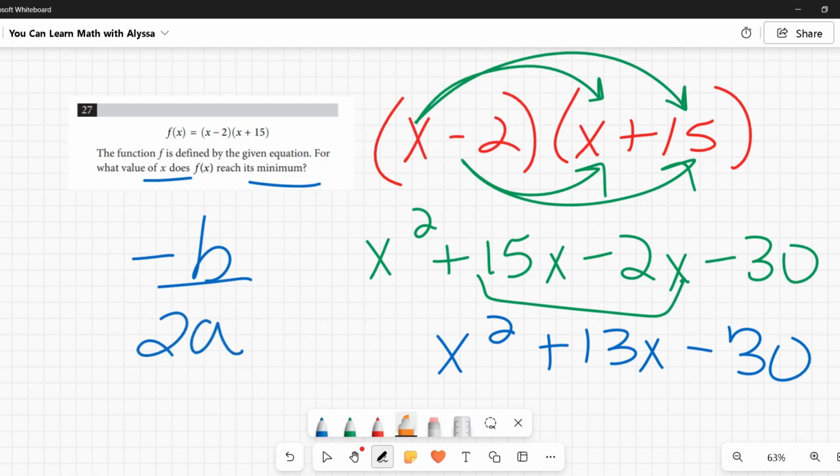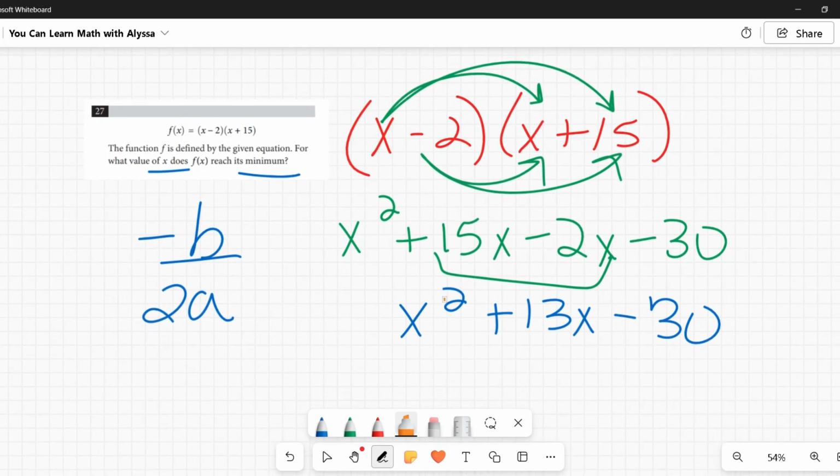When we say a, b, and c, we're talking about the coefficients in front of these. So the coefficient in front of the x squared, if any, is a, coefficient in front of the x is b, and the term that's by itself is c. And always make sure that you keep those signs with them. They do go with those coefficients.